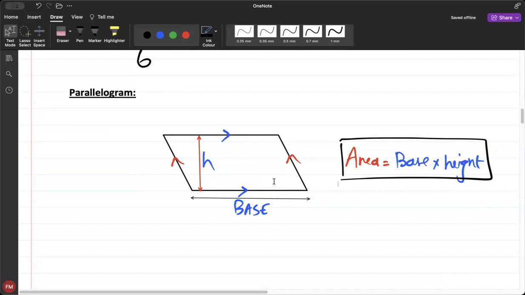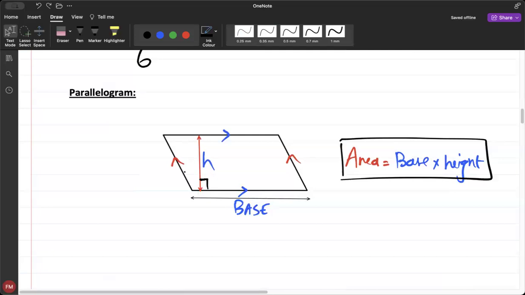So right now, I'm just saying that's base, and that's my perpendicular height. Keep that in mind. Not the slant height, the perpendicular height. I hope you're getting familiar with the jargon and the vocabulary that I'm using. Most of the students think that this shape is not included in the syllabus.